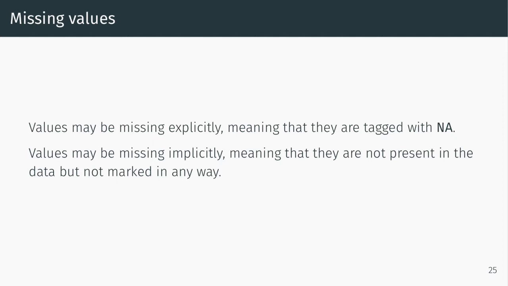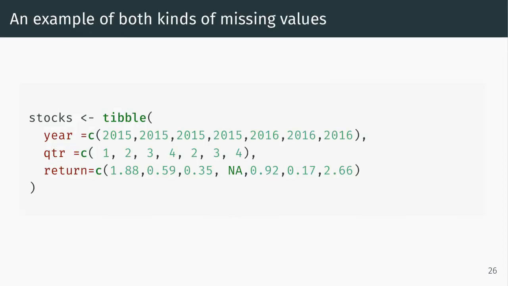And we also have to deal with missing values. So values may be missing explicitly, meaning that they're tagged with NA, and values may be missing implicitly, meaning that they're not present in the data but not marked in any way. So here are examples of both of these.